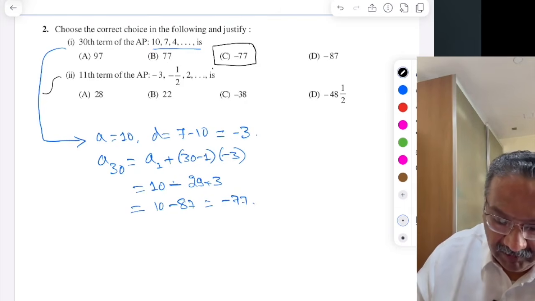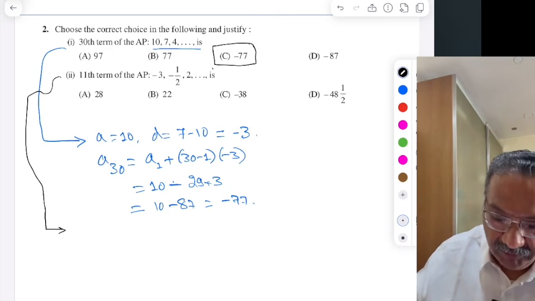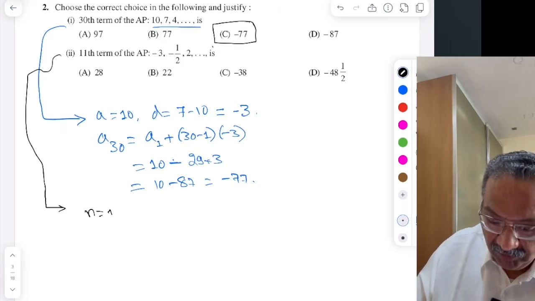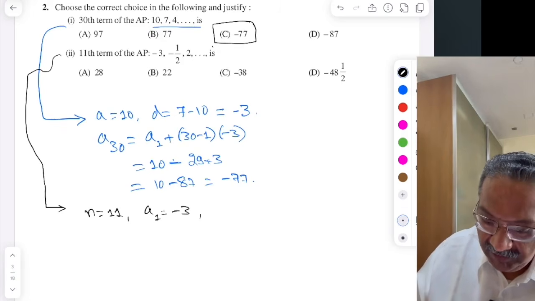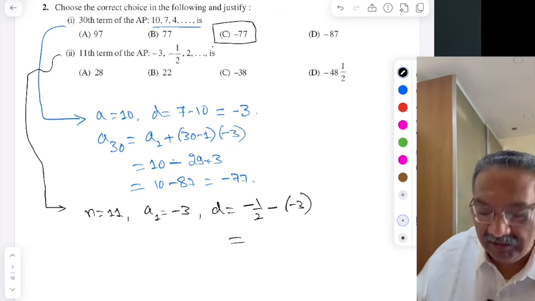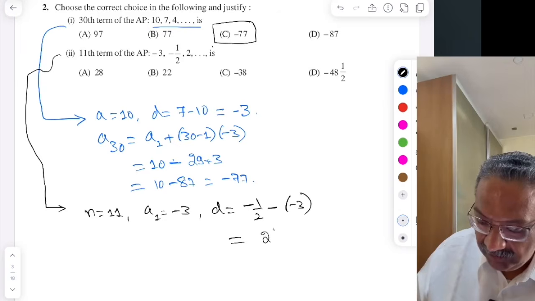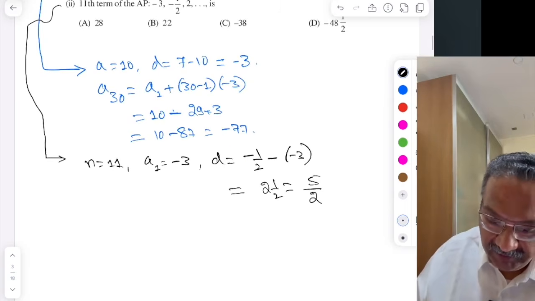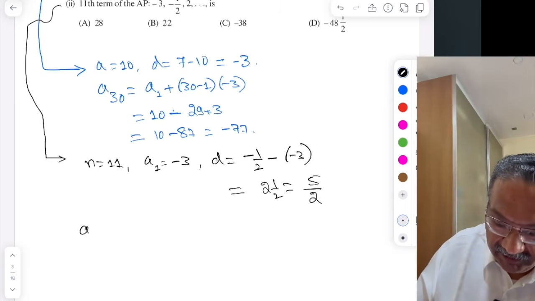Let's take the second portion. They are asking the 11th term of the AP. So n is equal to 11, a1 is equal to minus 3, and common difference d is minus half minus of minus 3, which is equal to, this becomes plus, 3 minus half is 2 and half, or you can say 5 by 2. So common difference is plus 5 by 2, and they are asking A11.